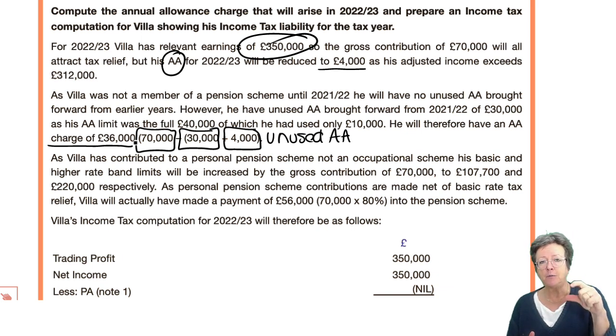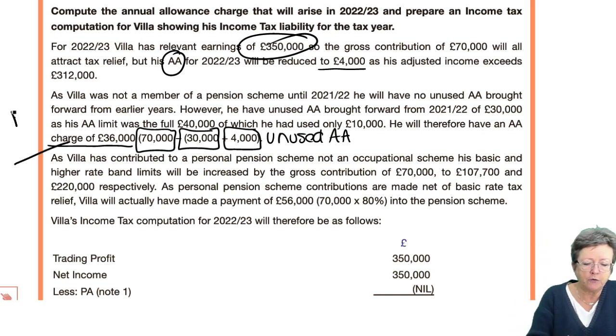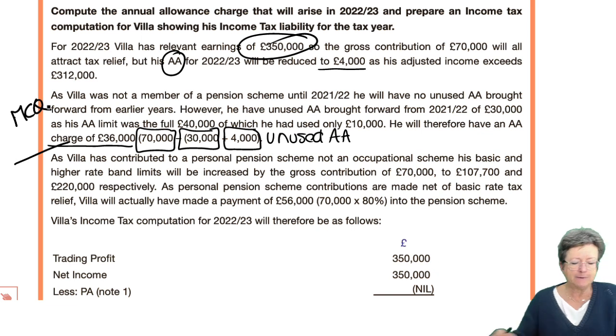Now that might come up as a multiple choice kind of question. You've got relevant earnings, you've got a contribution, you've got what they did in the year before. What is the charge? So that could come up as one multiple choice question, potentially.